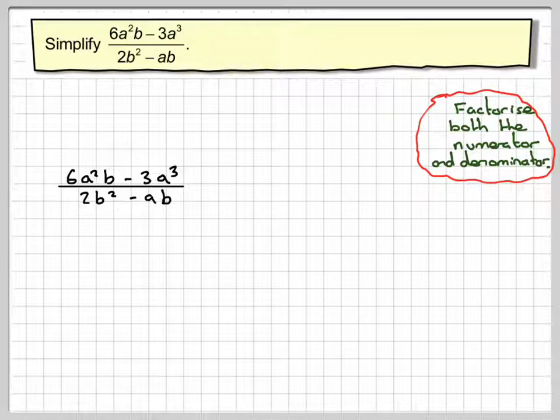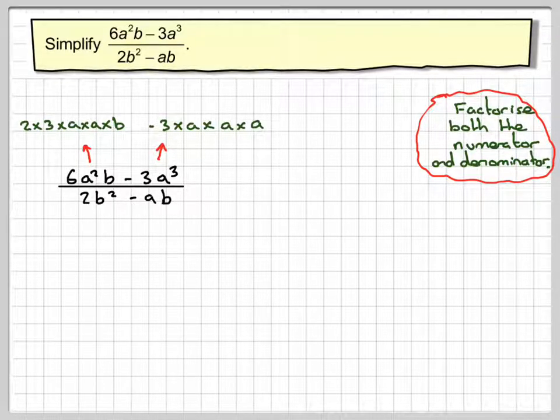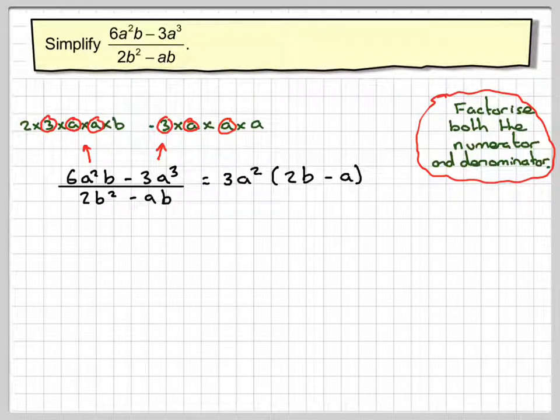So 6a squared b becomes 2 times 3 times a times a times b. And then minus 3a cubed becomes minus 3 times a times a times a. Pairing up, we've got common factors of 3 and an a and an a, so it's a squared. And then in the brackets we're left with 2b minus a.